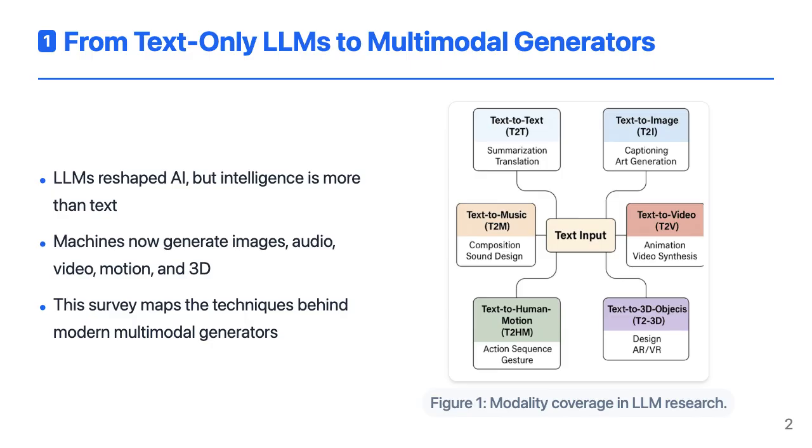This paper steps back and asks, how did we get from text-only models to systems that can generate images, music, video, and even human motion from text prompts? In this video, we'll walk through the key architectures, training strategies, and trends that power today's multimodal generative models.